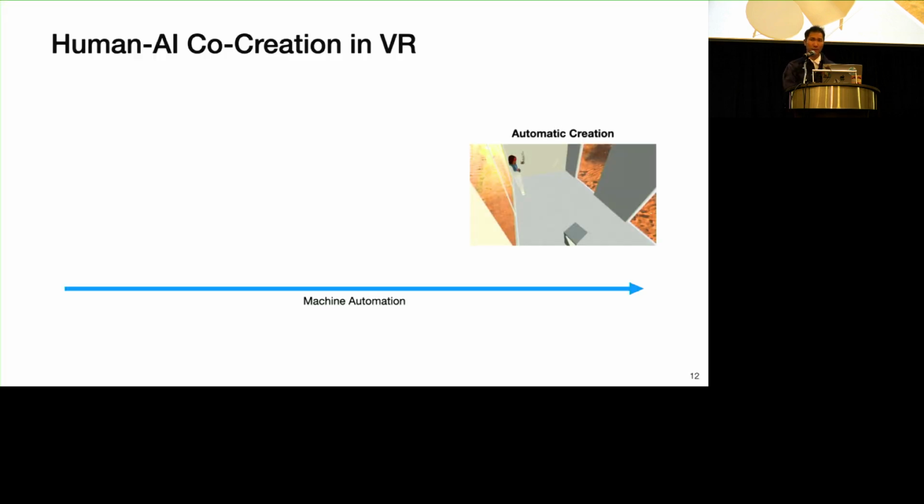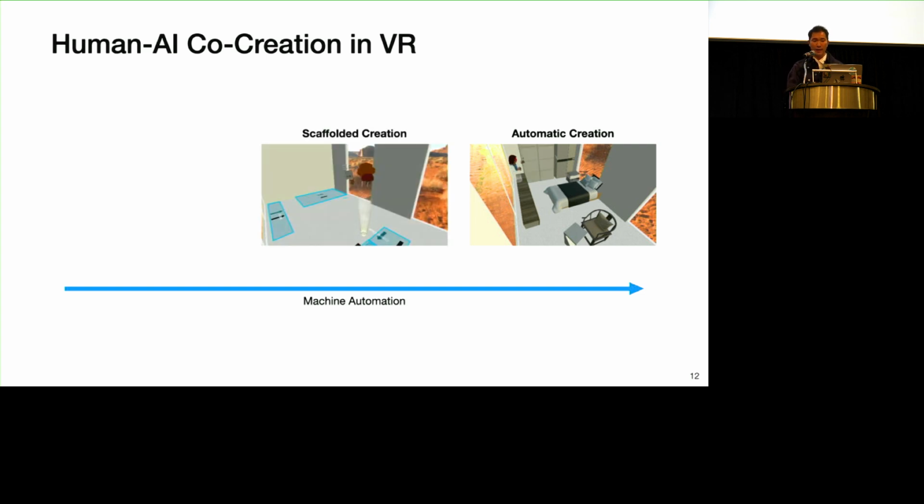So if we talk about human AI co-creation in VR, we're really thinking about this whole spectrum of machine automation. And automatic creation is really just at the very end of the spectrum where machine automated everything for you. So we also propose interactions that can gain users more control in this process. And that's called scaffolded creation.